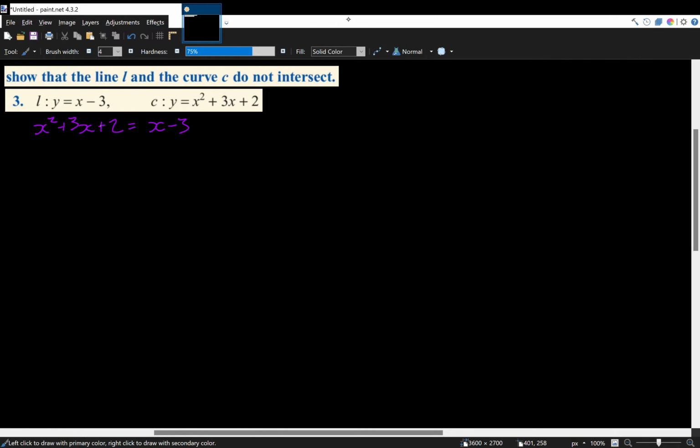And now, because what we've got is a quadratic, we're going to move everything over to the left. So we're going to get x squared plus 3x minus x plus 2 plus 3 is equal to 0. And we tidy that up, we're going to get x squared plus 2x plus 5 is equal to 0.